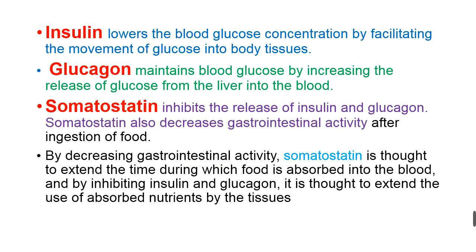What is the function of insulin? Insulin will lower the blood glucose concentration by what? By facilitating the movement of glucose into the body tissues. So, blood glucose will be low, while glucagon maintains blood glucose by increasing the release of glucose from the liver into the blood. It is the reverse of insulin action. Glucagon will maintain a normal blood glucose by increasing the release of glucose from the liver into the blood.